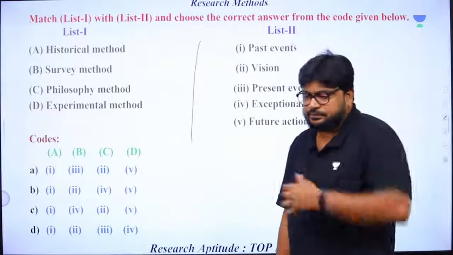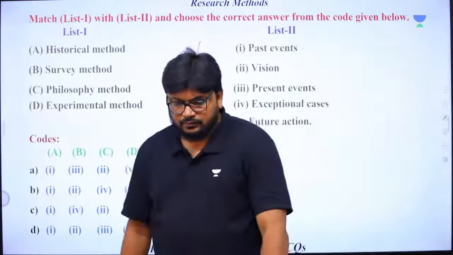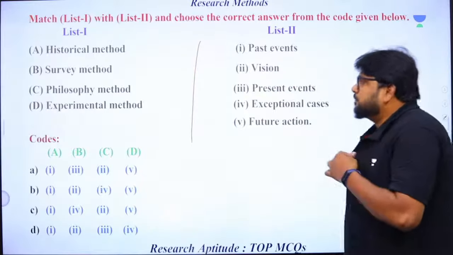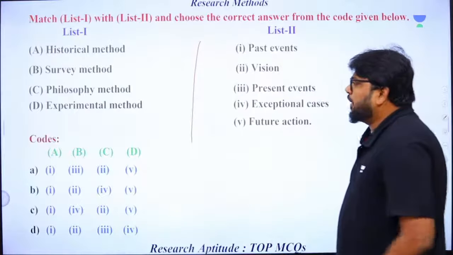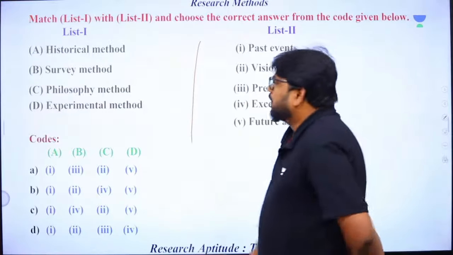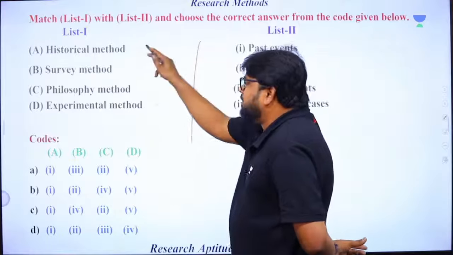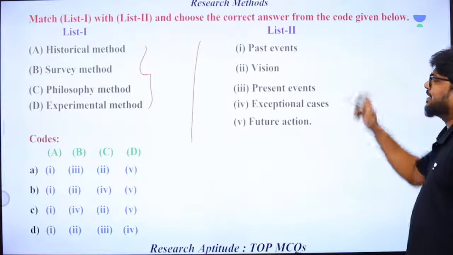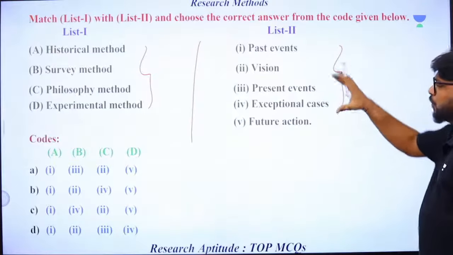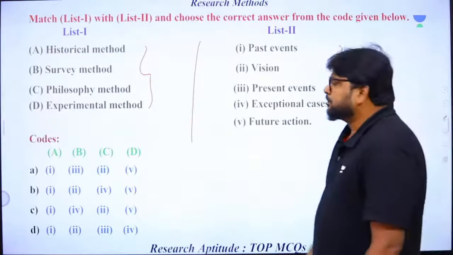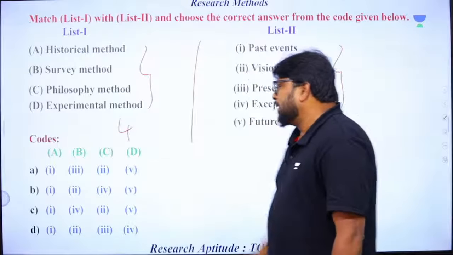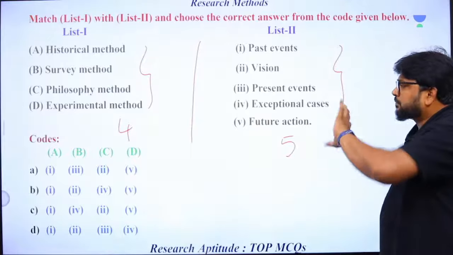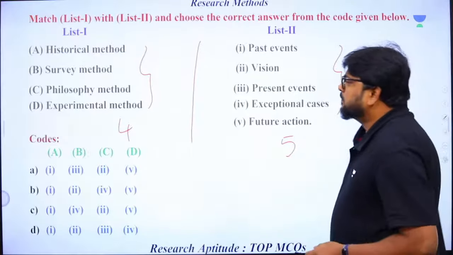Okay, my dear friends. We will move to the next question, that is, match the following, where on the left side we have the various methods related to research. On the right side, we have the meanings of those methods of research. Here we have four methods. Again, he had given us five to confuse you, undoubtedly.